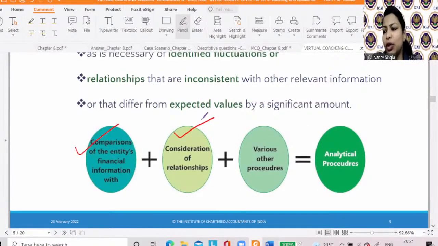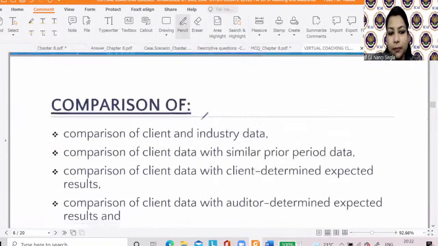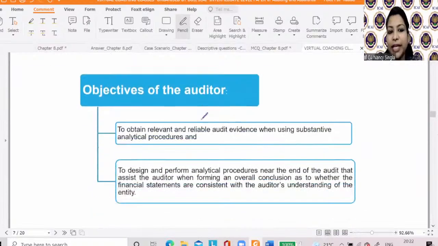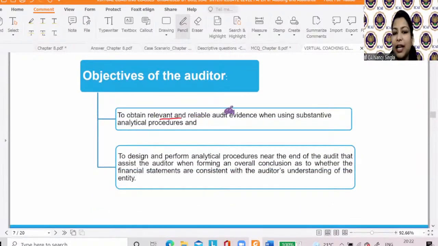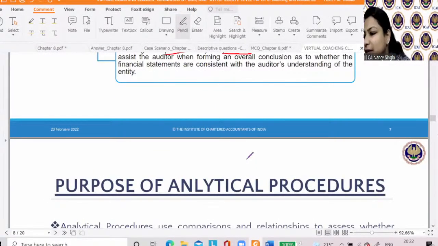So Jamil, I hope your query with respect to question number 5 is clear. Objectives of the auditor are to obtain relevant, reliable audit evidence when using substantive analytical procedure, and to design and perform analytical procedures near the end of audit that assist the auditor when forming an overall conclusion. Okay? And let me just have a look at the query. See, Charu, whatever has been mentioned in your module, okay? So you need to write that explanation. If it is given in a line, you need to write that only.